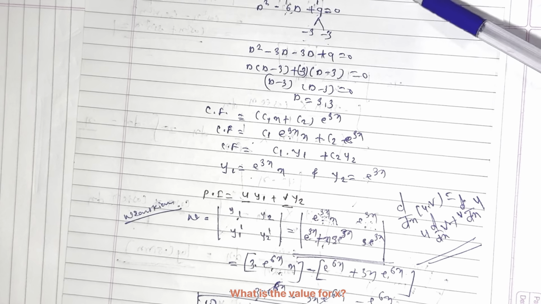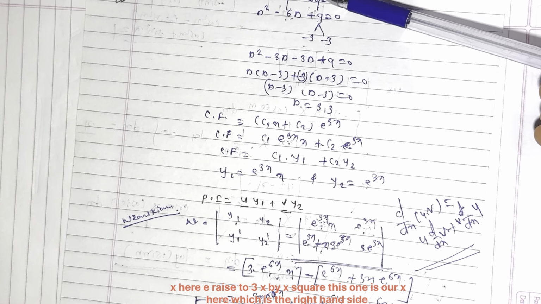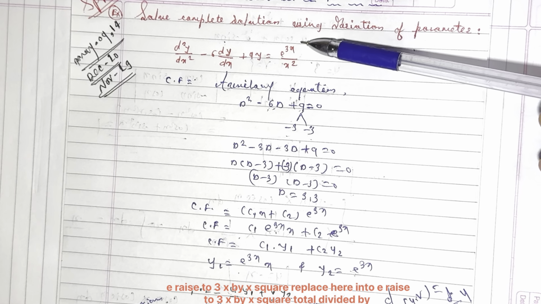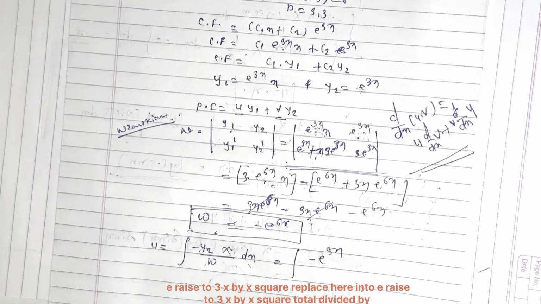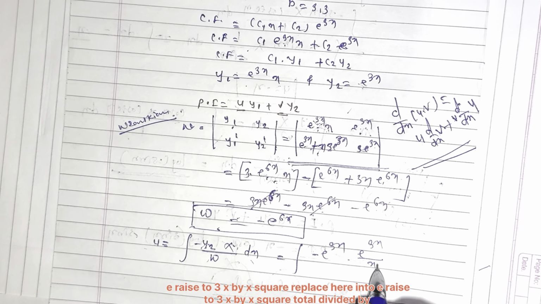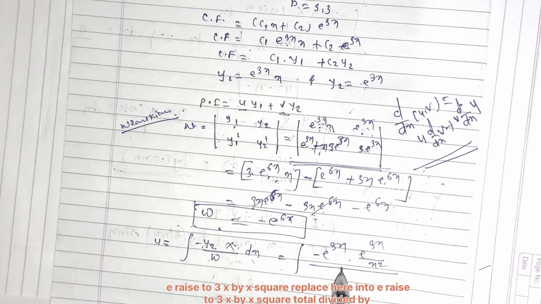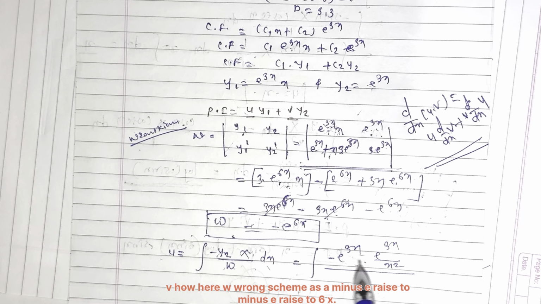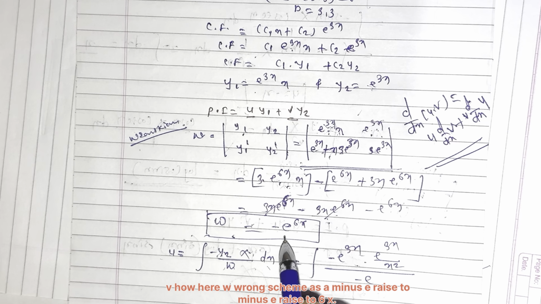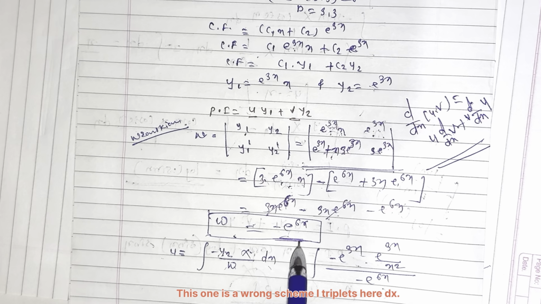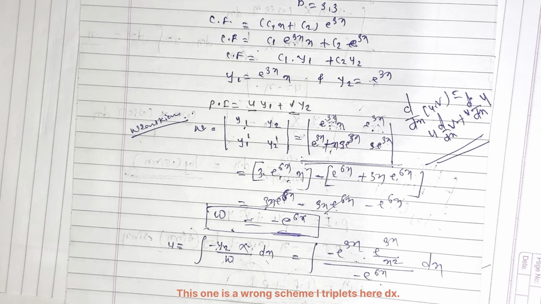So y2 is e raised to 3x, minus y2 into x. What is the value for x? X here is e raised to 3x by x square. This one is our x, which is the right hand side, e raised to 3x by x square. Replace here, e raised to 3x by x square, total divided by W, the Wronskian, minus e raised to 6x. This one is the Wronskian, I replaced it here, dx.